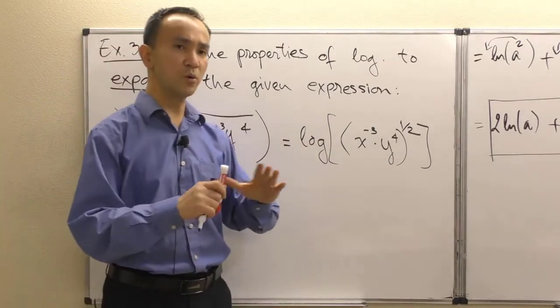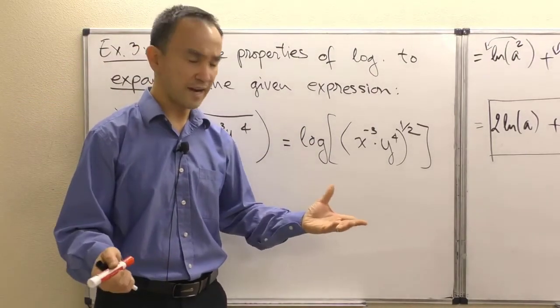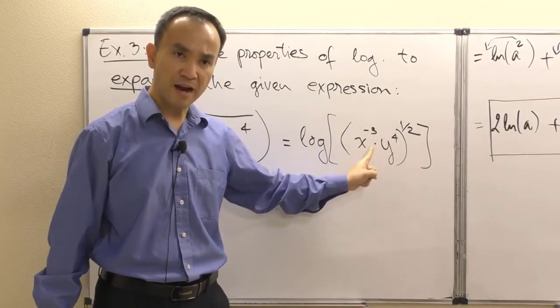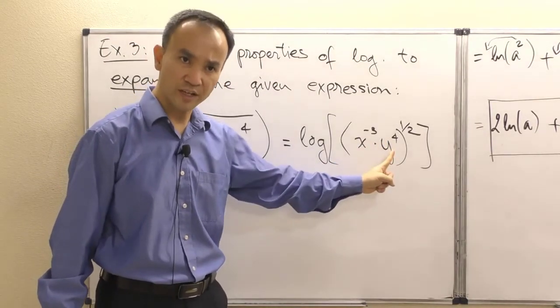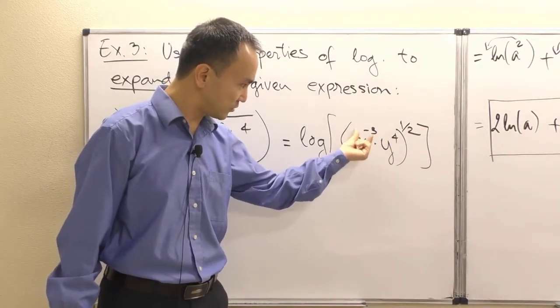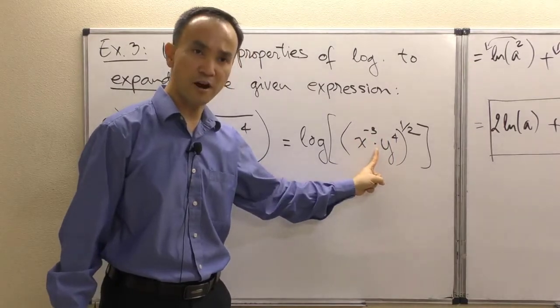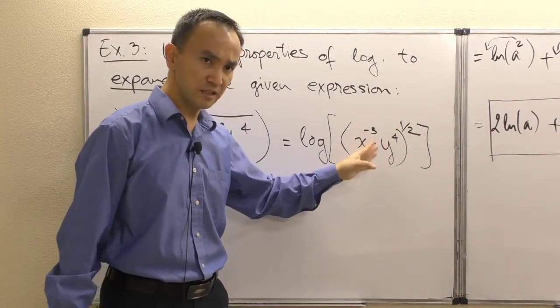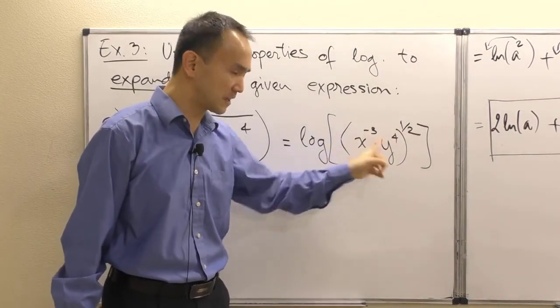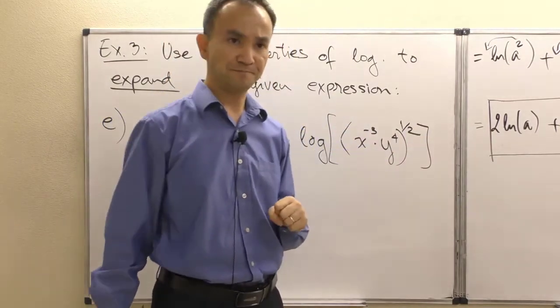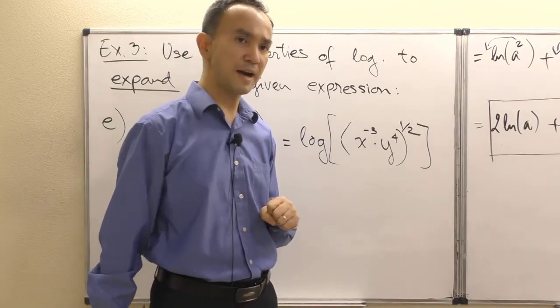If we were doing a plain old calculation on the calculator, we would have to raise each one of these to a power first, and that's how a calculator would do it as well. Raise x to the power negative 3, raise y to the power 4, and then take the product as the next step. And then after the parentheses, we're going to raise that to the power 1/2.